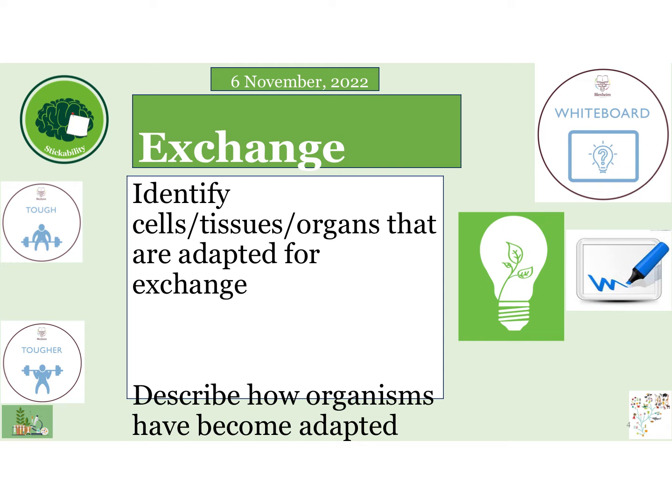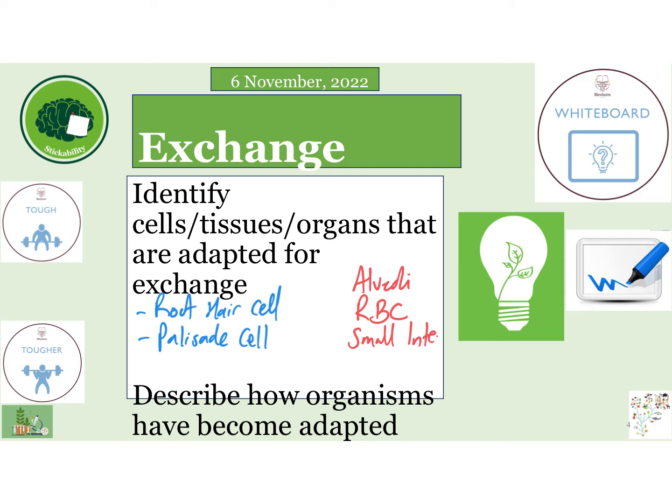You could then be asked to identify cells, tissues, organs that are adapted for exchange. So we've spoken about a few of them already. In plants, we're talking particularly about the root hair cell. However, we could also talk about palisade cells, which are the site of photosynthesis. In animals then, we're talking more about alveoli, potentially a red blood cell, and the small intestine. They could talk about, in other animals, something like gills in fish.